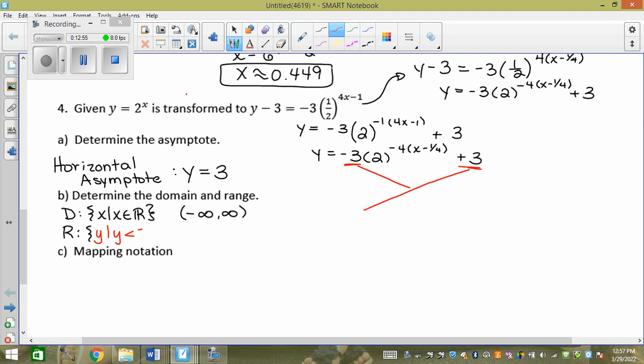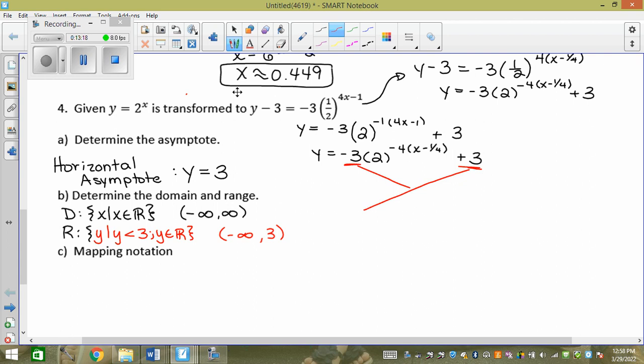So this range is going to be y such that y is not greater than 3. It's actually less than 3 because it's dropped. Why isn't it equal to? Because your asymptote's there, you can't have it equal to it. There's actually a dashed line which does not allow information to be on it, right? And in interval notation, it's going to be negative infinity to 3 round bracket. And it's round because it's not equal to.